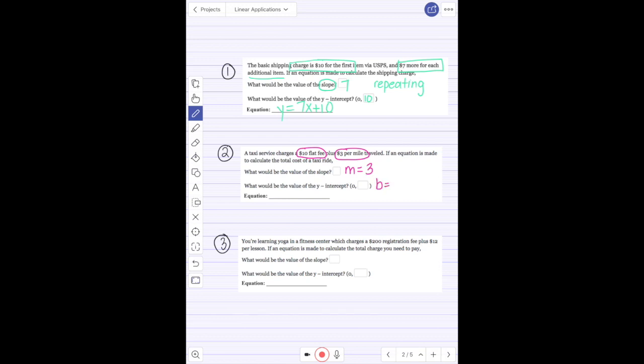y-intercept is where I'm going to have that one-time initial amount, and that's the flat fee. That flat fee was $10. So my equation for this one is y equals 3x plus 10.